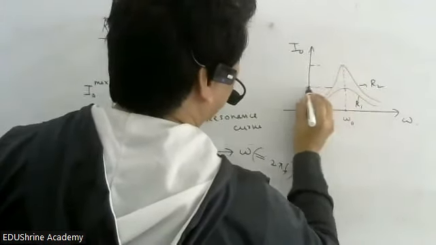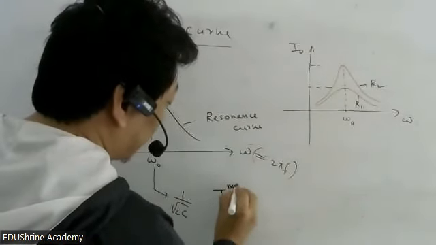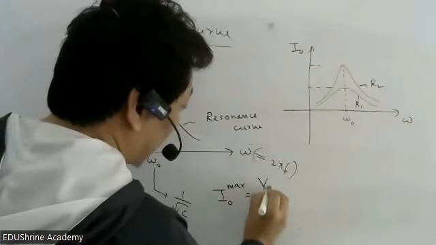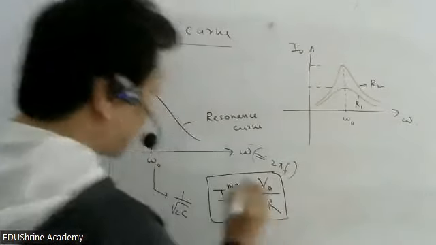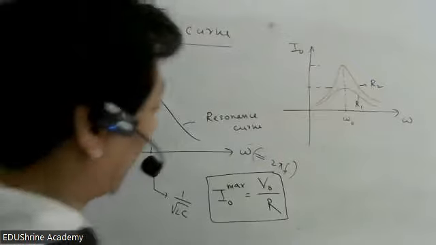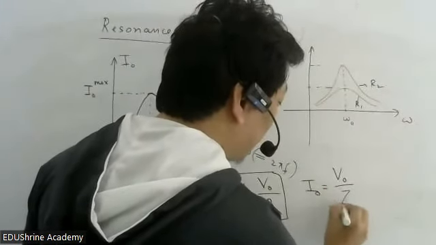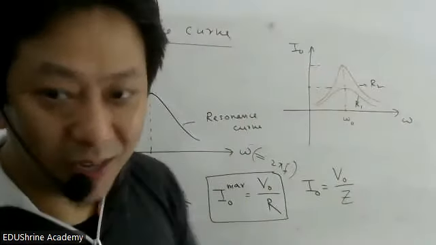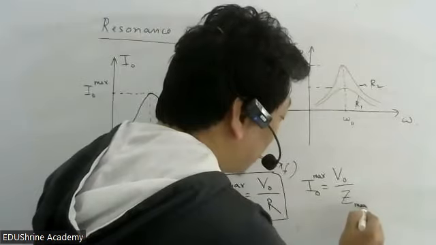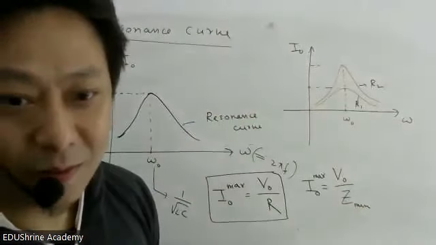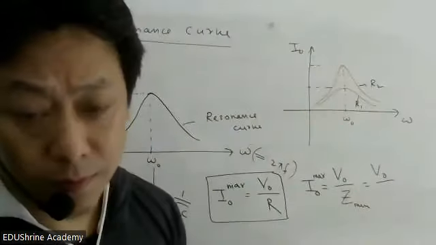This is your I0 max, now. What was the formula for I0 max? V0 by R. Check the notes once. The actual formula for peak current was peak voltage by impedance. Then what did I tell you? When does this I0 become max? When Z becomes minimum. What is the minimum value of Z? Check your notes. R. R.